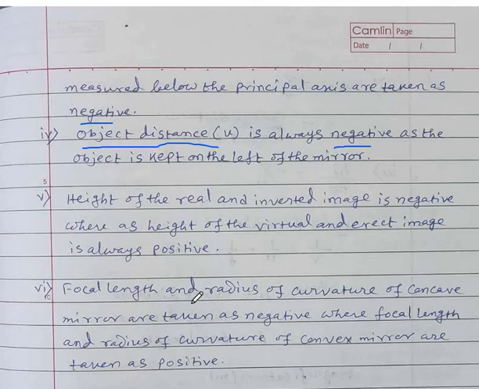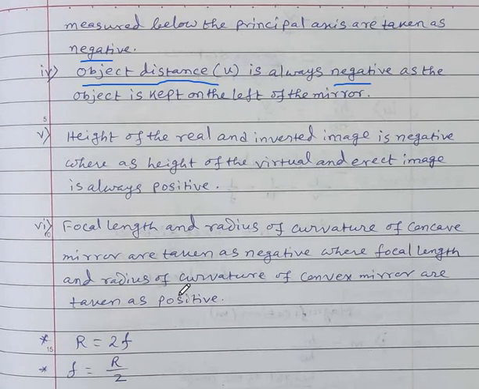Number 6 I wrote, focal length and radius of curvature of a concave mirror are taken as negative. If the mirror is concave, if you find the word concave, it means focal length f and radius of curvature r both are negative, whereas focal length and radius of curvature of a convex mirror are taken as positive. Don't forget, even for lens it is true.